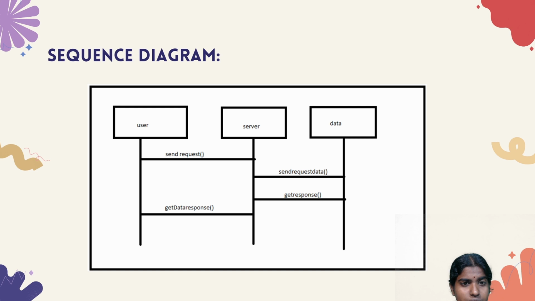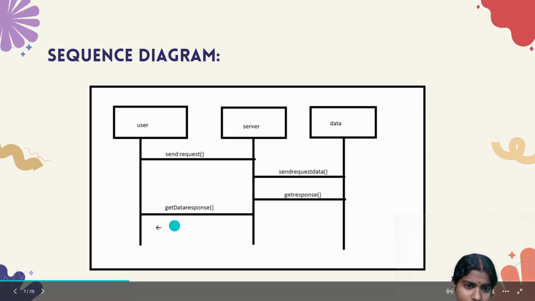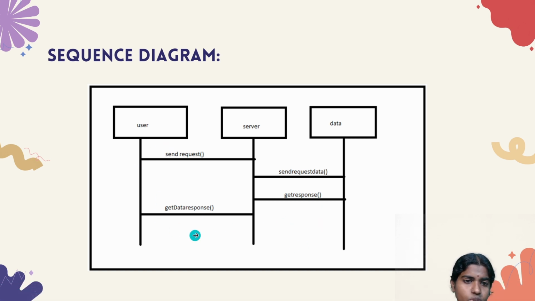So what do you mean by this sequence diagram? It gives the order of actions that are going to take place. For example, there will be a user. He is going to send some request. The request is sent to the server. Whenever the server gets the request, it sends the request data, and the response data will be sent back to the user. Clear with this? So what do you mean by the sequence diagram?